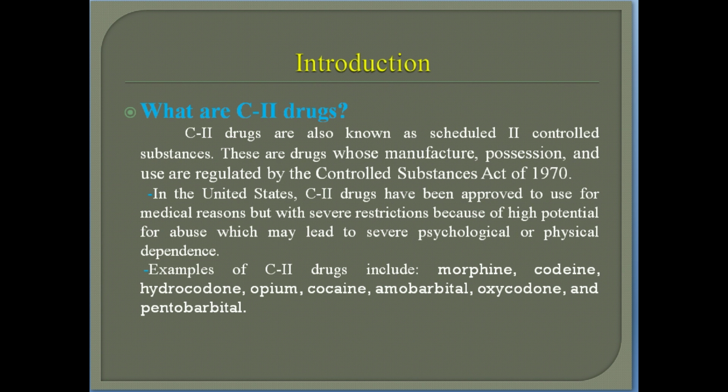What are C2 drugs? C2 drugs are also known as Schedule II controlled substances. These are drugs whose manufacture, possession, and use are regulated by the Controlled Substances Act of 1970. In the United States, C2 drugs have been approved for medical use, but with severe restriction because of high potential for abuse, which may lead to severe psychological and physical dependence.